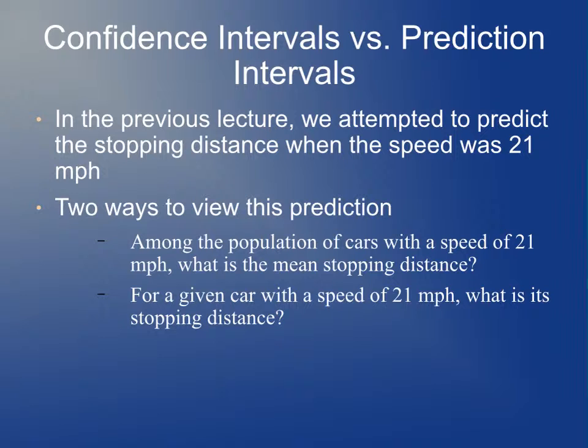Another way you could view that is, let's say you just take one car from the population, take it to 21 miles an hour, and slam on the brakes. Intuitively, you would expect the variability for a single car would be greater than the variability for the average across the entire population of cars. And we'll see that is in fact the case here in a second.